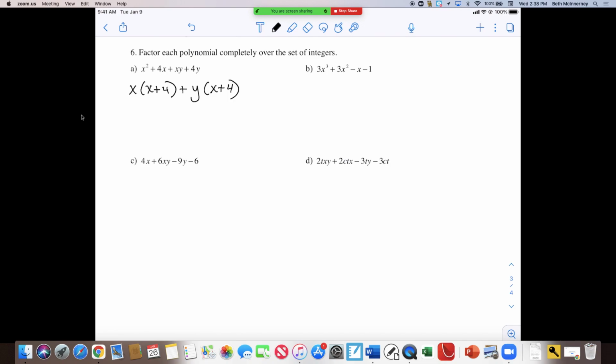So here's letter A. I factor out the x and get x plus 4. I write down the middle operation sign, pull out the y, x plus 4. So we remember how to do that. Okay, keep going.